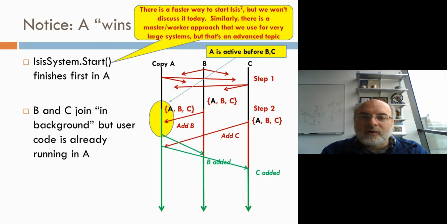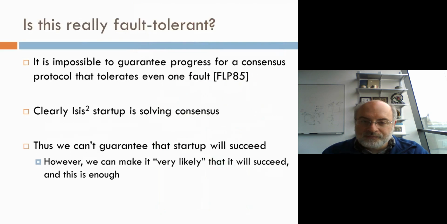There's also a way to start large numbers of programs if you wanted to start 1,000 simultaneously using something called the master-worker relationship, but let's not worry about that today.